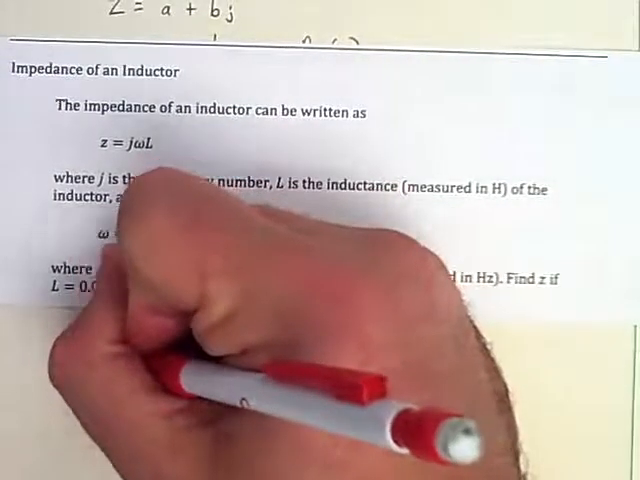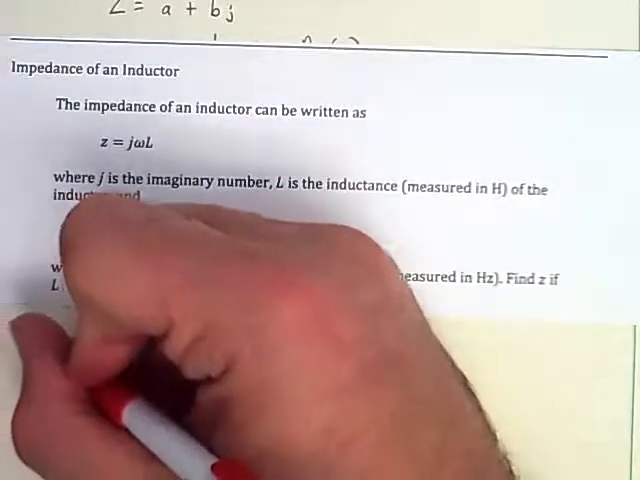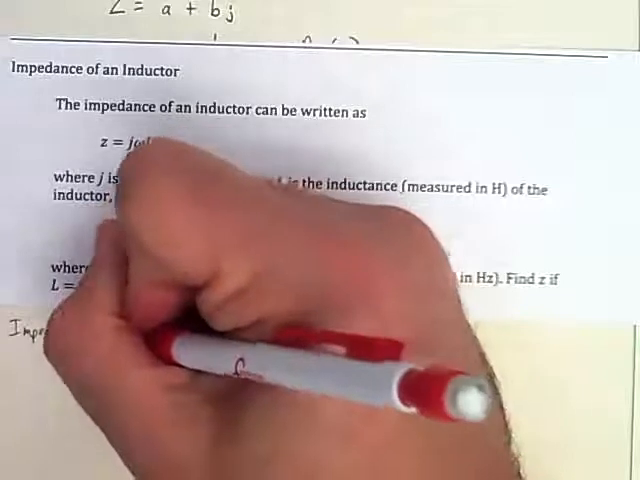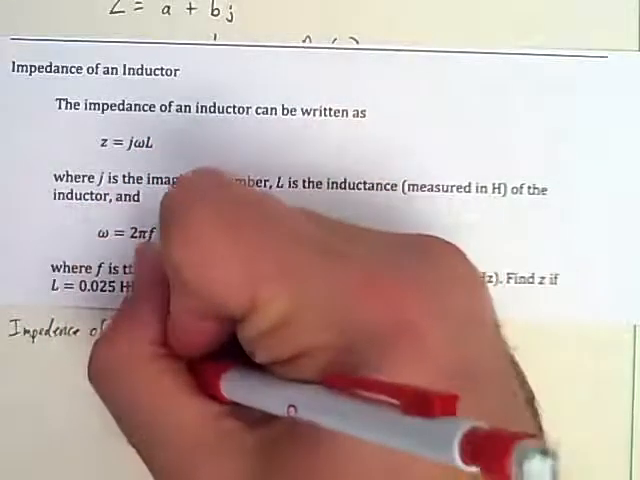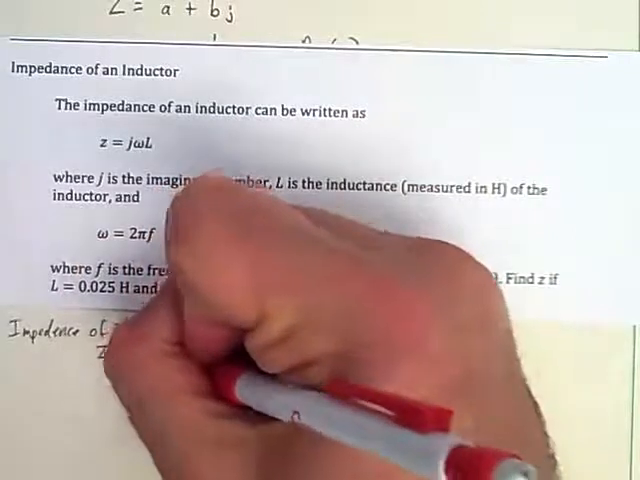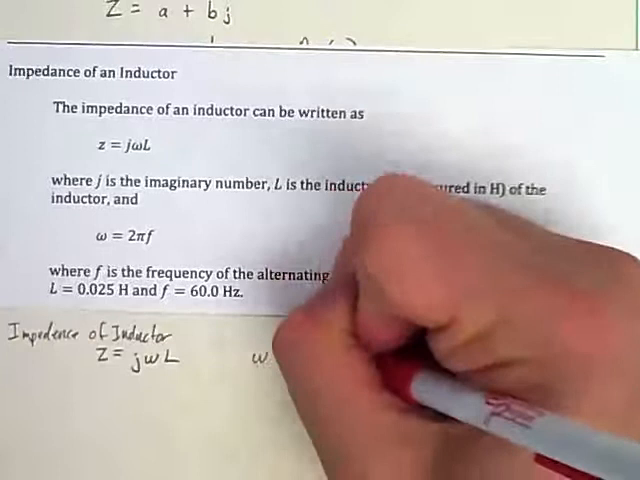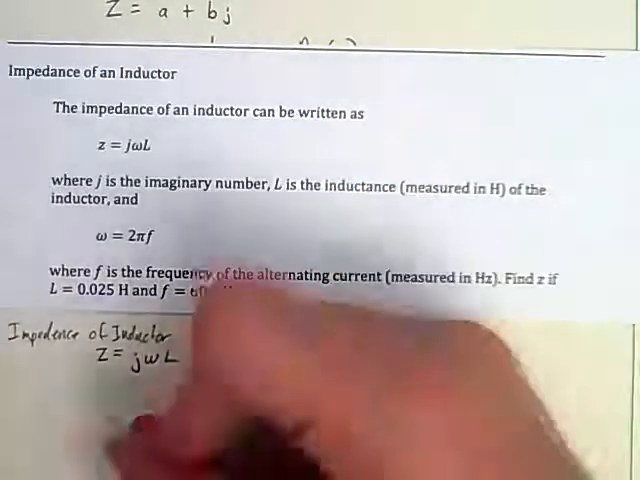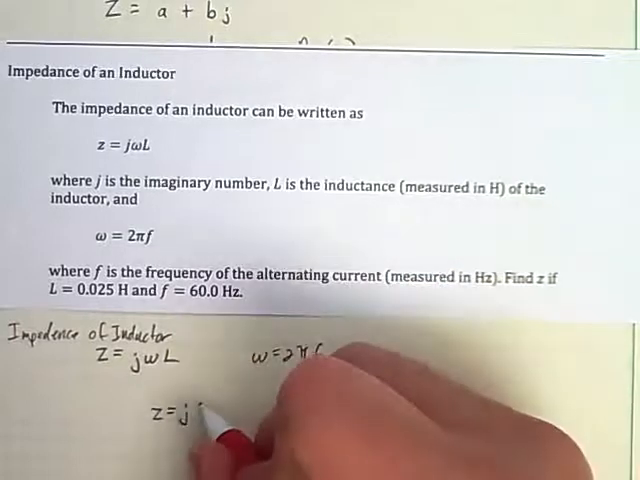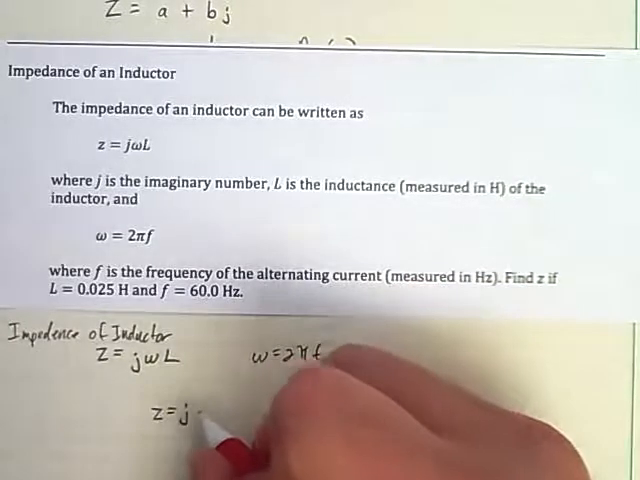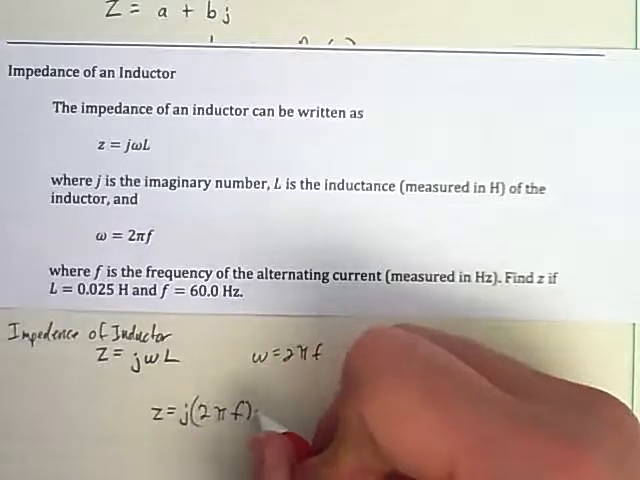Yeah, we've just got our equation. Z is equal to, so for impedance of an inductor, J omega L, omega is 2 pi times the frequency. So if I wanted to find Z, it's just J times, for omega L, it's 2 pi times the frequency times L.